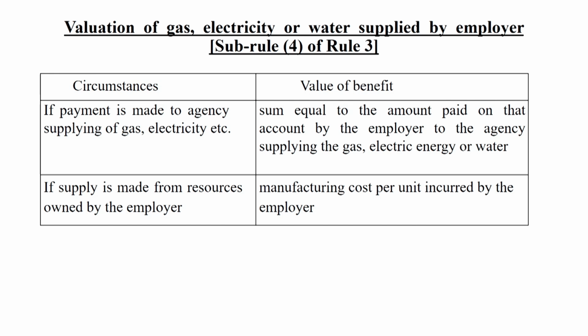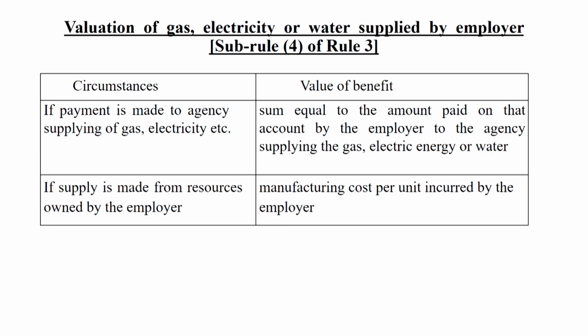If supply is made from own resources by the employer, the cost of manufacturing, that is the cost per unit of manufacturing, will be treated as the value of such facility. Students, are you getting? So I am repeating again. If these facilities are provided by the employer to its employee on hire basis, the actual hire which is paid by the employer will be considered as the value of perquisite.